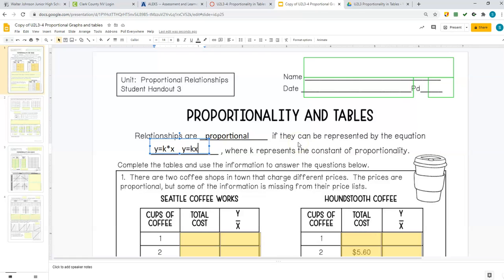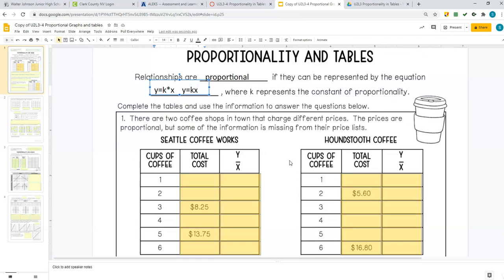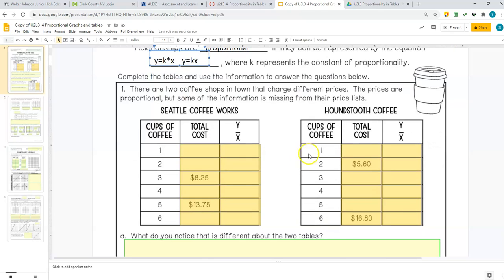So now we're going to deal with this example. We're going to see some applications of this in both a table, and then later we're going to get into graphs. There are two coffee shops in town that charge different prices. Their prices are proportional. That means this ratio has got to always be constant. Alright, but some of the information is missing from their price list. So we're going to go ahead and take a look at their price list, and we're going to see if we can figure out the missing information.